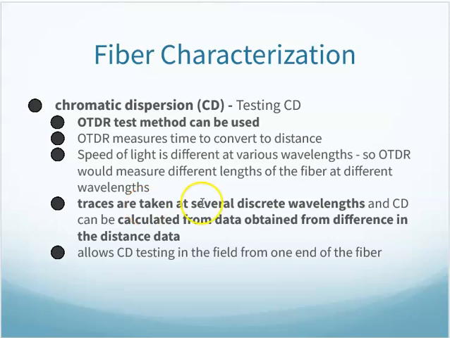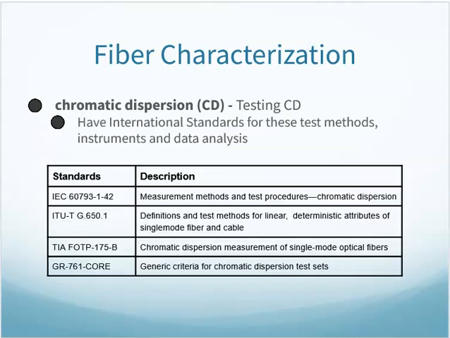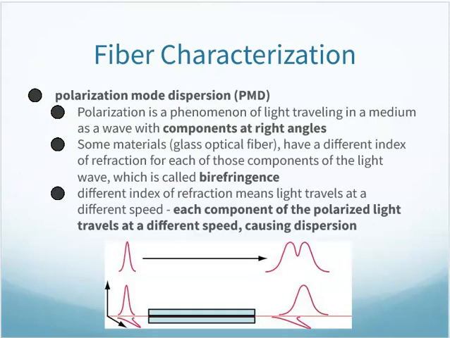Test traces are taking several discrete wavelengths and then calculating the difference between those. And it's this idea right here. As I'm doing here, red shows it this long, yellow this long, green this long, and you can basically compare those to know how much dispersion you got from that by indicating the cable's different lengths. Here's a bunch of test standards for testing for chromatic dispersion. I think they have this in the book as a chart for you.